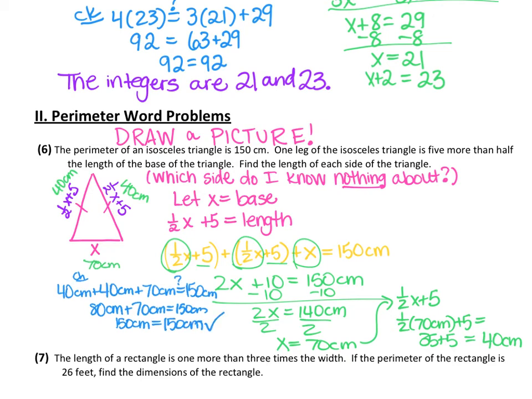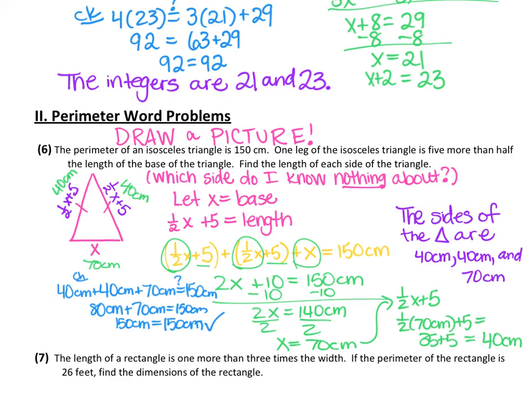Last but not least, I'm going to write my sentence. I have to move over here because I'm really running out of room. I'm not as organized as I should be. So the sides of the triangle are 40 centimeters, 40 centimeters, and 70 centimeters.